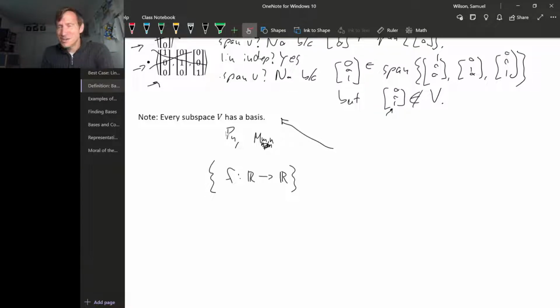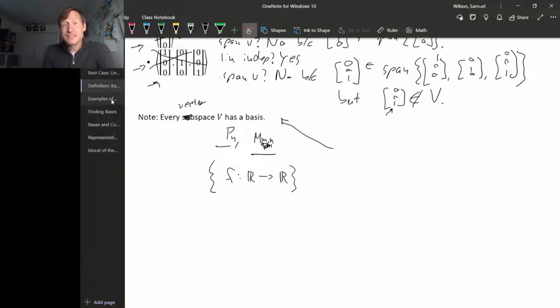But rest assured that if you accept the Axiom of Choice, which is a common technical assumption, then every vector space does have a basis. Of course, for the common vector spaces that we work with, we can actually write down a basis. So in those cases, there won't be any question about whether there is a basis or not, because we can actually explicitly produce one. All right.